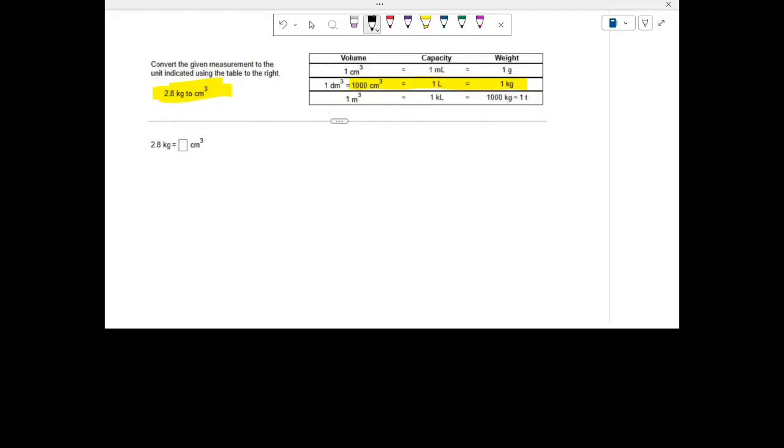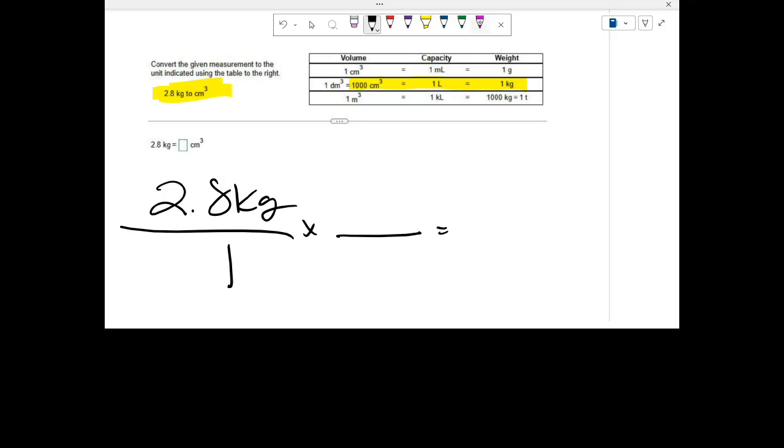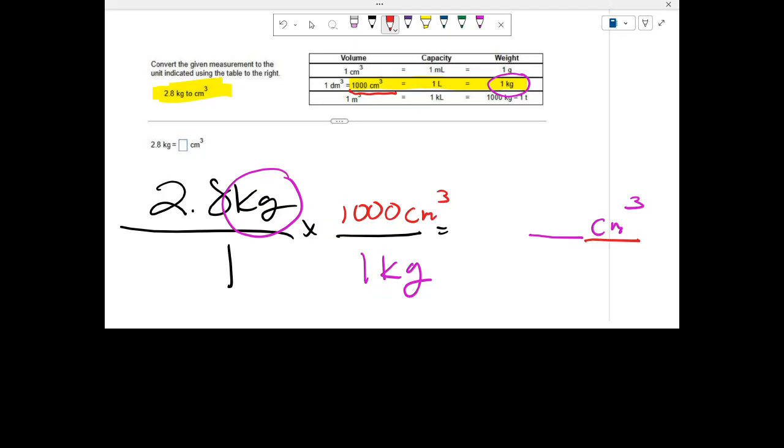Okay, so I'm going to write 2.8 kilograms over 1 times some fraction, and that's going to be equal to our answer in cubic centimeters. All right, so look, y'all, we got kilograms on the top. We want to put kilograms on the bottom. We want to end up with cubic centimeters. We're going to put cubic centimeters upstairs, okay?